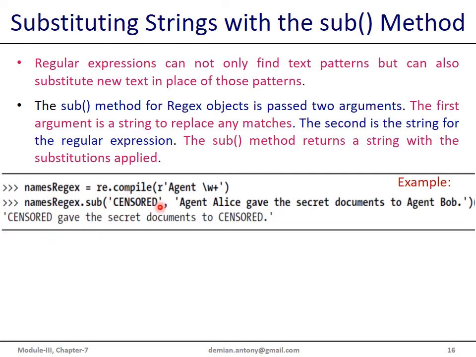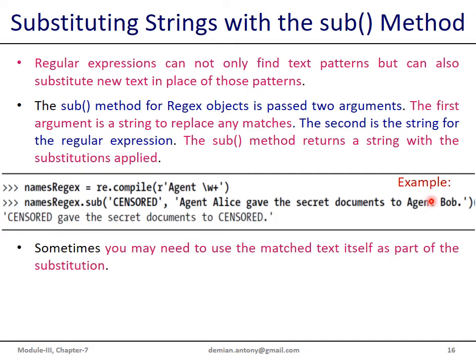CENSORED is the substitute for this occurrence of the pattern, and the output of this we get is: "CENSORED gave the secret document to CENSORED", because Agent, space, the set of letters is the pattern, and this is replaced with CENSORED, and here also "Agent Bob" will be replaced. Bob will be replaced with CENSORED.